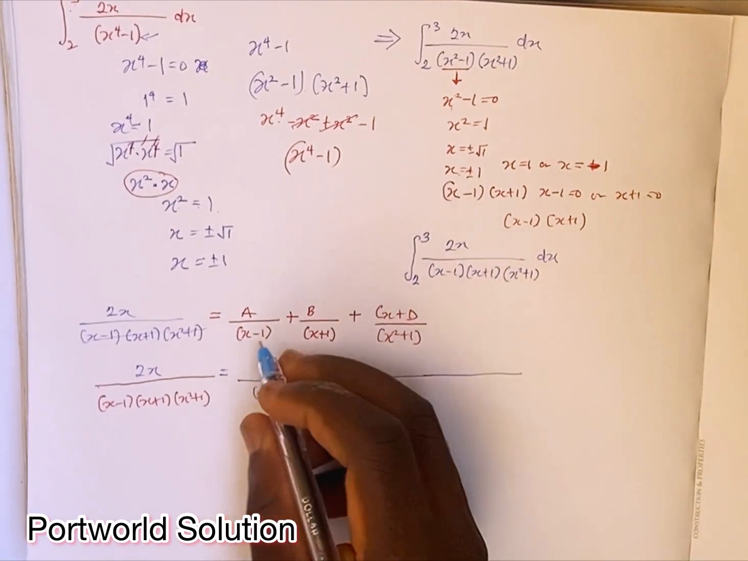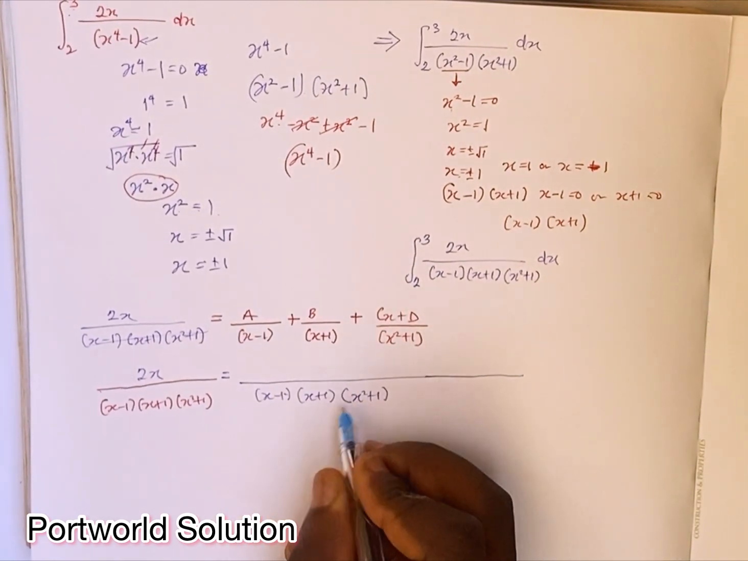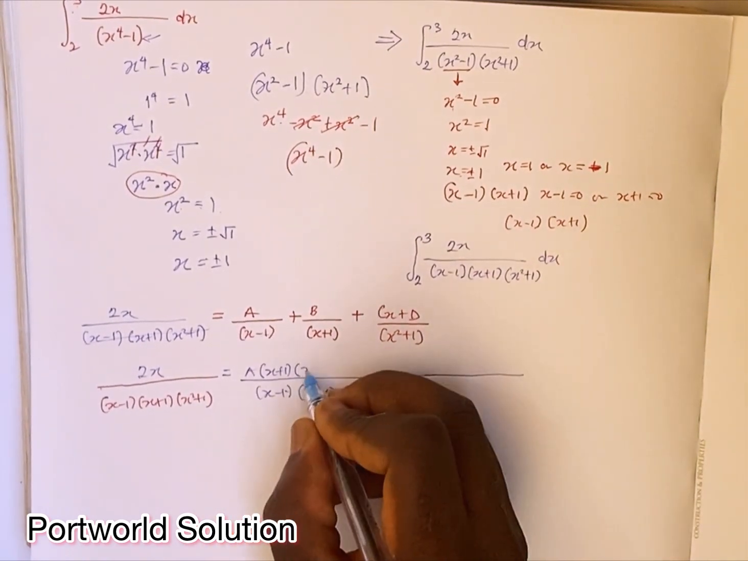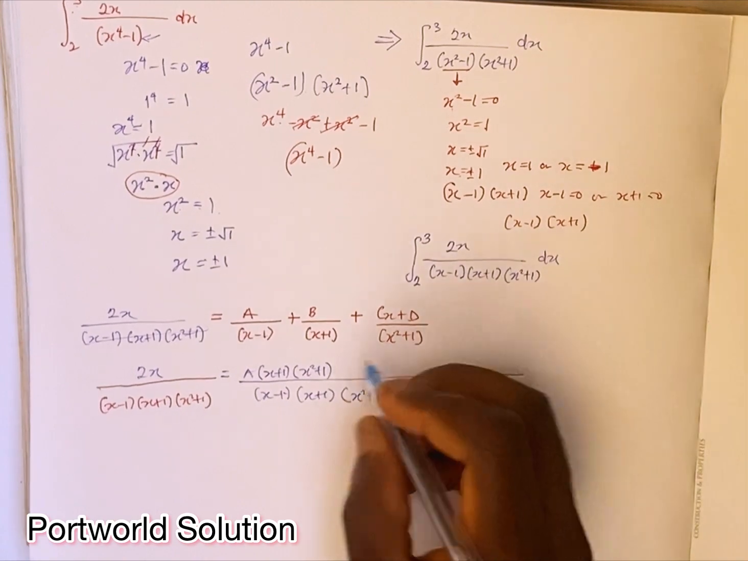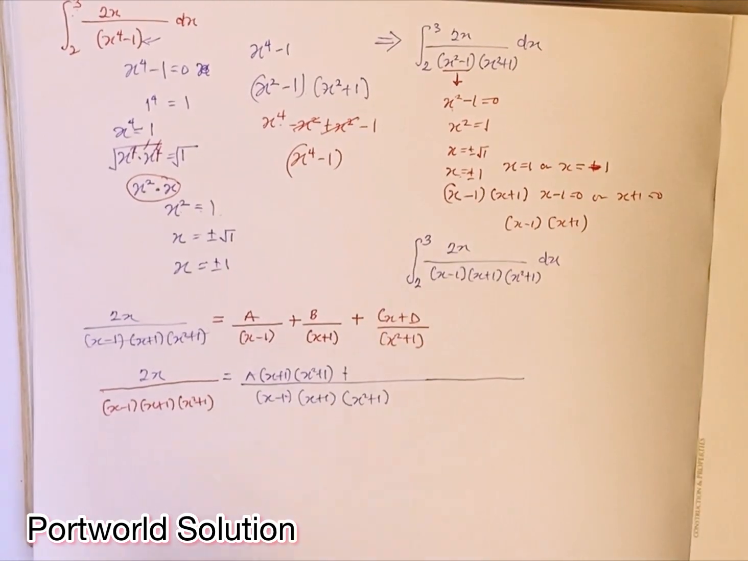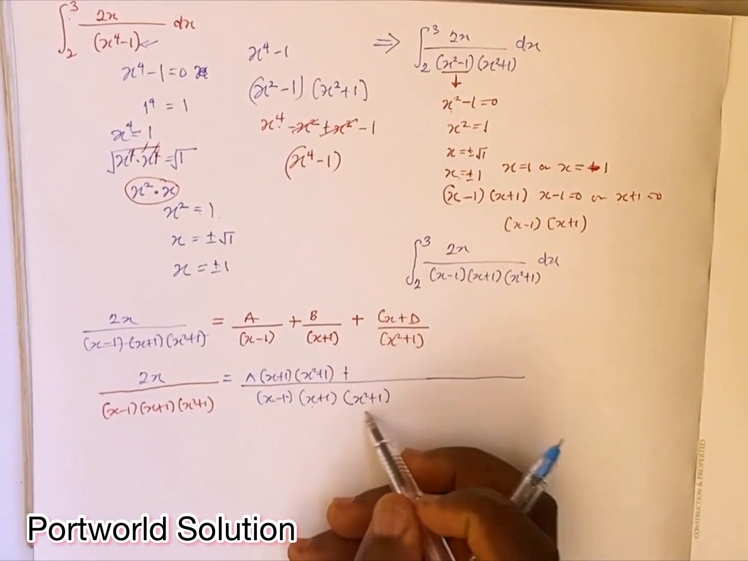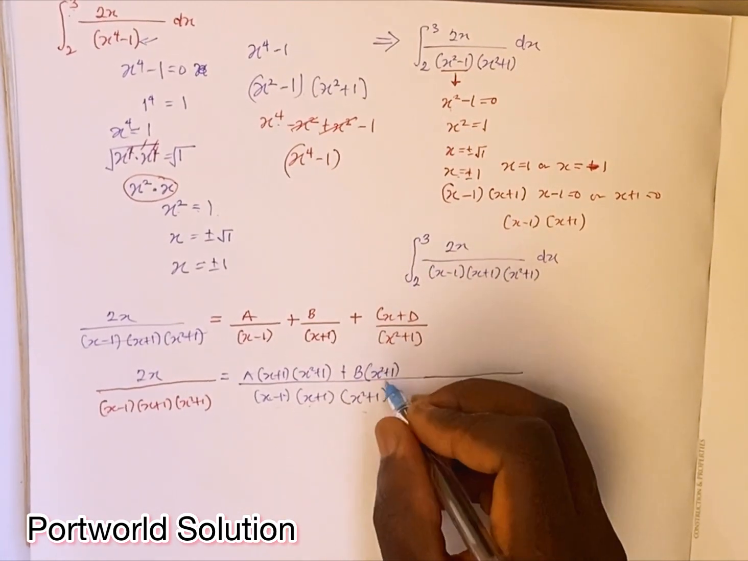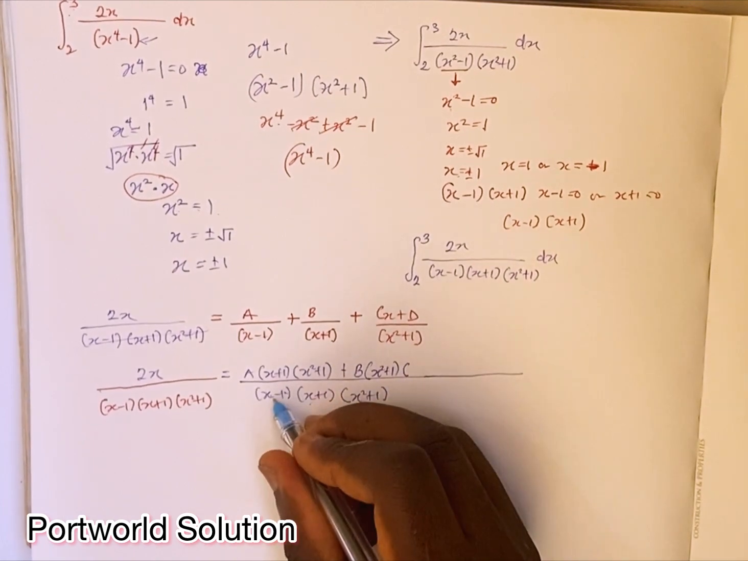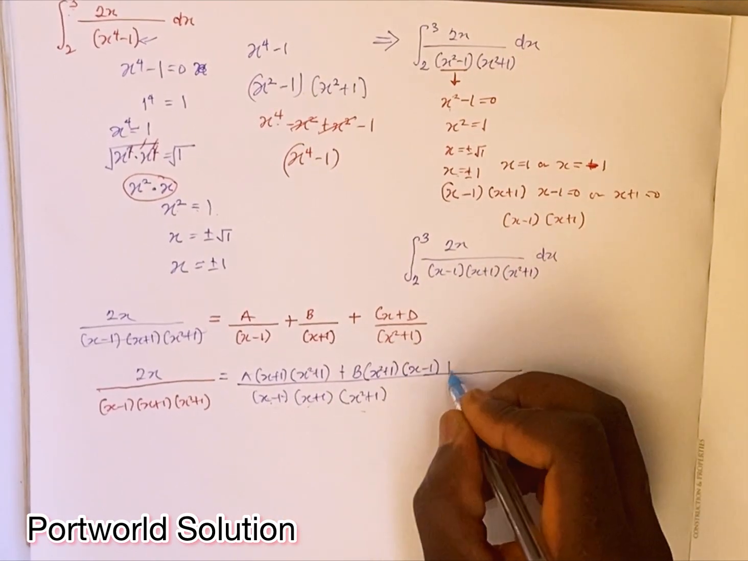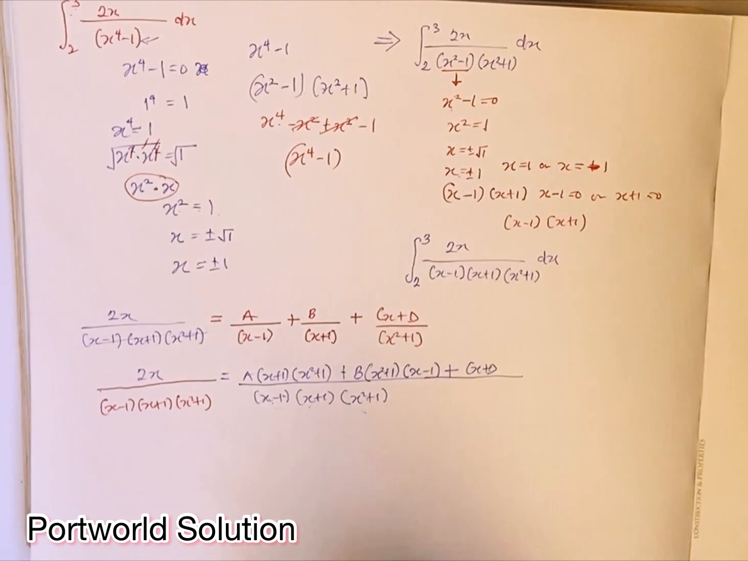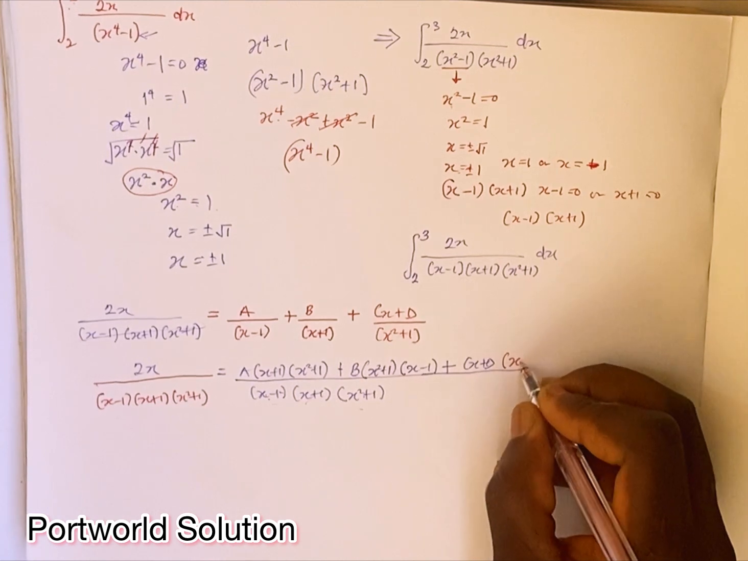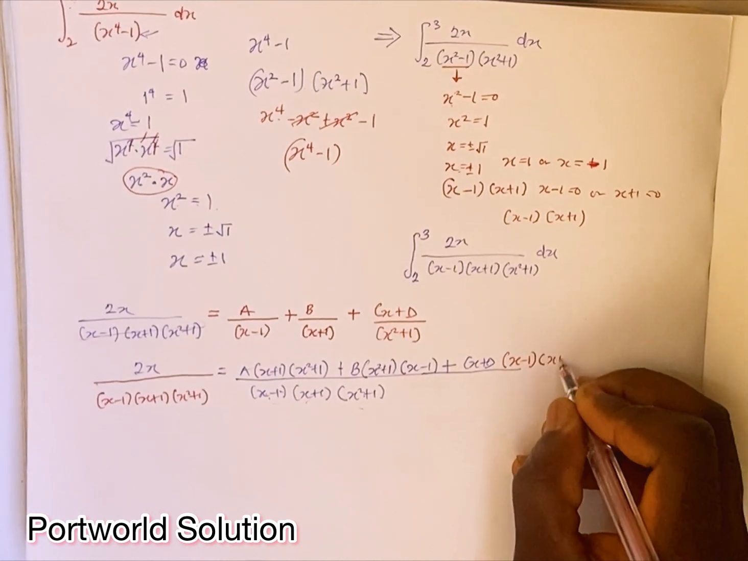Then this will cancel this out. I'm going to have this one left: A into bracket (x plus 1), into bracket (x squared plus 1). Plus, this will cancel this out, and this will cancel this out. I'm left with these two. So I'm going to have my B into bracket (x squared plus 1), into bracket again I will have this (x minus 1). Then plus Cx plus D, this is going to cancel this. I'm left with (x minus 1) into bracket (x plus 1).